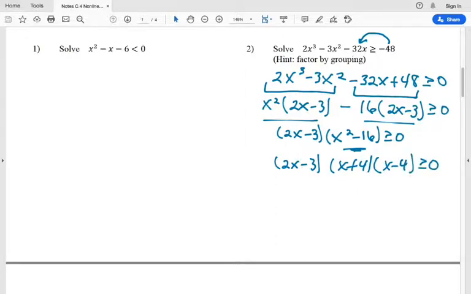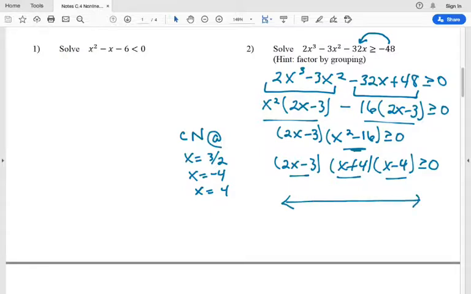So I do have 3 critical numbers. I have critical numbers at x equals 3/2 from this one, x equals -4 from this one, and x equals 4 from this one. All right, I'm going to draw my number line. So -4, 3/2, and 4. Those are my critical numbers.